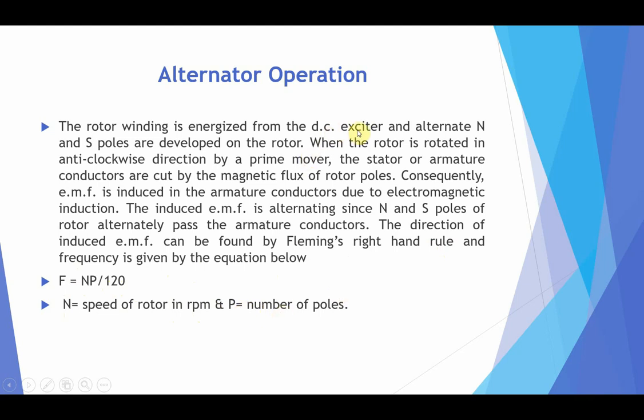So first we give DC excitation, and we have alternate N and S poles developed on the rotor, and when the rotor is rotated by a prime mover, the stator or armature conductors are cut by the magnetic flux of rotor poles, and in this way EMF is induced in the armature conductors through electromagnetic induction, and this induced EMF is alternating since it passes N and S poles alternately. The direction of induced EMF can be found by Fleming's right-hand rule.